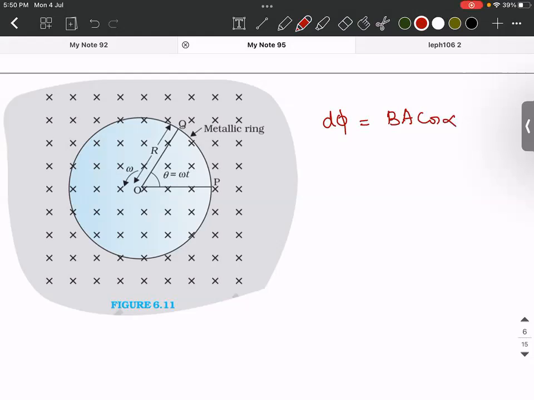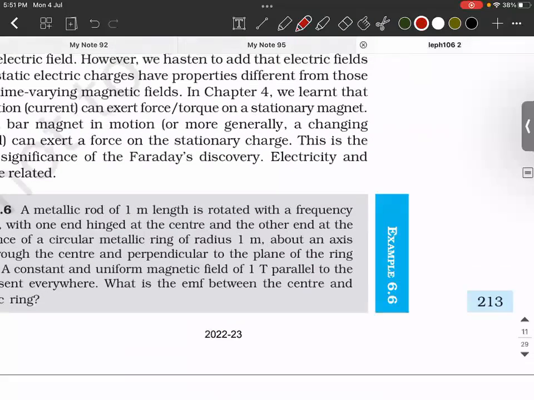Orientation in this case, I'm calling it alpha because the rotation it has made is theta. Are you able to understand the difference between theta and alpha? Theta is the angular displacement, whereas alpha is the angle between B and dA. In this case, what is the value of alpha? They gave an important point in the question. Did you all read it?